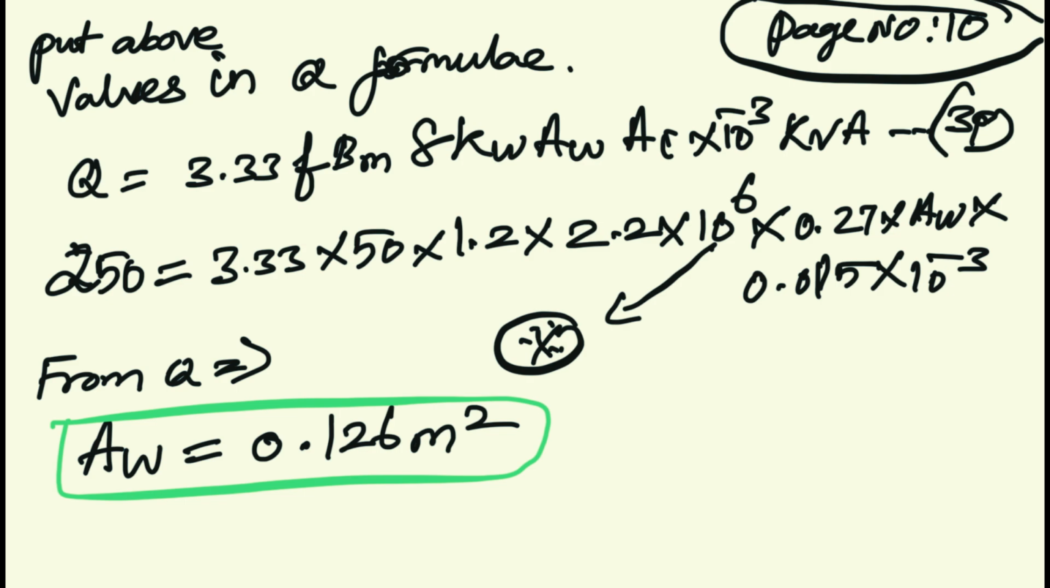Put the above values in the Q formula. Q is 3.33 f Bm delta Kw Aw Ai into 10 power minus 3 kVA for a 3-phase transformer. Q value is 250. So 250 is equal to 3.33 into 50 into 1.2 into 2.2 into 10 power 6, that is 10 power 6 converted into meter squared, into 0.27 into Aw into 0.015 into 10 power minus 3. From this formula we find out Aw value is equal to 0.126 meter squared.